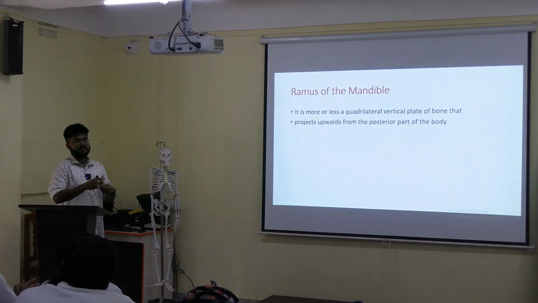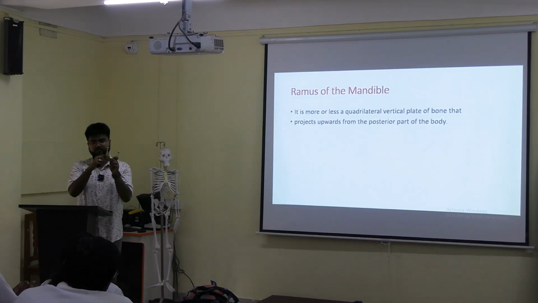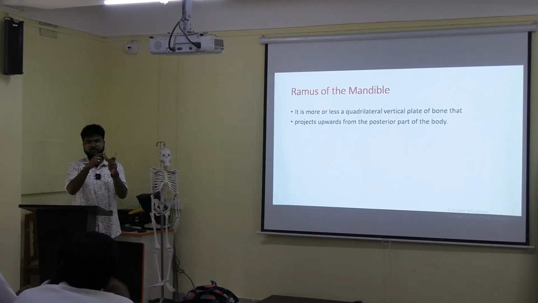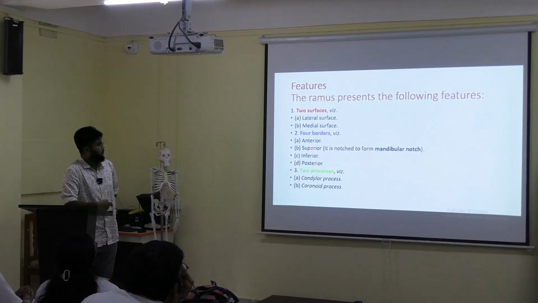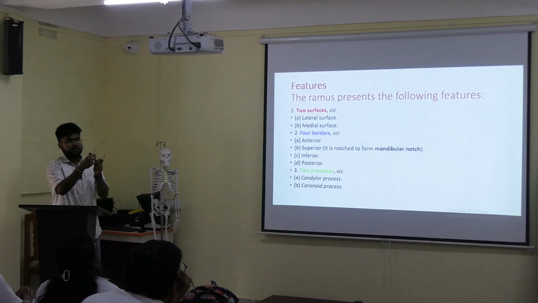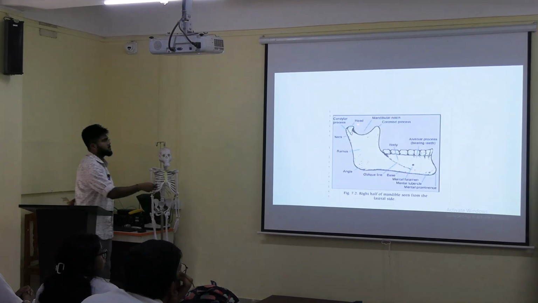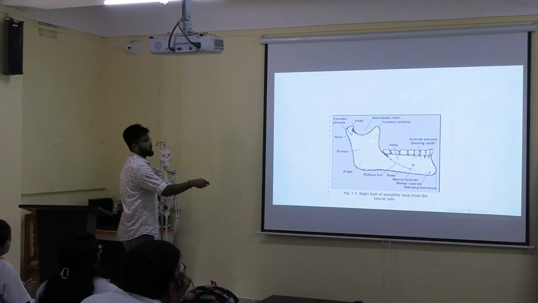Next is the ramus of the mandible. This is quadrilateral in shape, meaning it has four borders. It has two surfaces, lateral and medial, and the anterior, posterior, inferior and superior borders. So two surfaces, four borders, and two processes: the condylar process and the coronoid process. This is the ramus mainly, and this is the coronoid process.